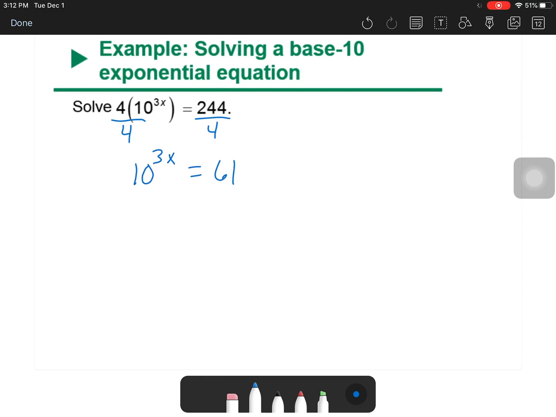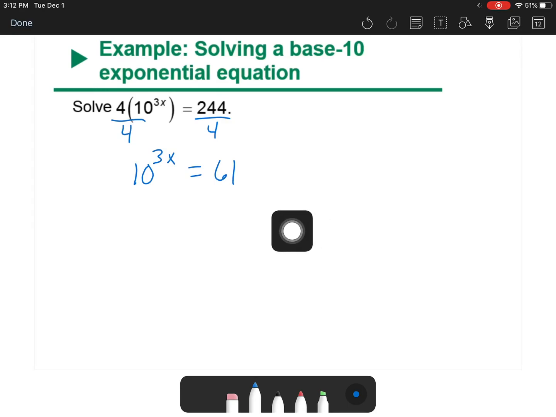Okay, now after this is where we have to use a log, because this isn't going to come out to a nice number. We know that if you take 10 to a power, you're just going to get numbers like 10, 100, 1000. You're not going to get 61. So it's going to come out to a decimal.